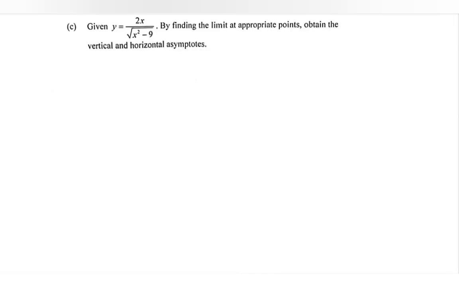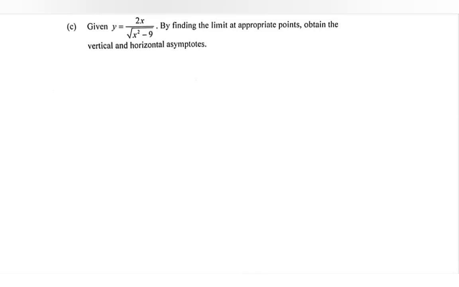Hello everyone, in this video I'm going to discuss an example for limits and also the asymptote. Given the question, y equals 2x over the square root of x squared minus 9. By finding the limits at the appropriate points, obtain the vertical and also the horizontal asymptote. Then, if possible, we can make use of the information given to sketch a graph.